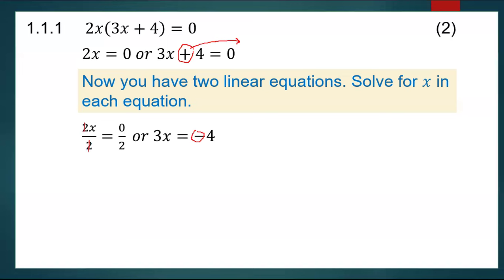In the second equation, we still need to solve for x, and that's what we are trying to do here. That's why we're isolating x. When you solve for x, you're just isolating x. In the second one, I will have to divide both sides by 3. I'll end up having x is equal to 0 or x is equal to negative 4 over 3.